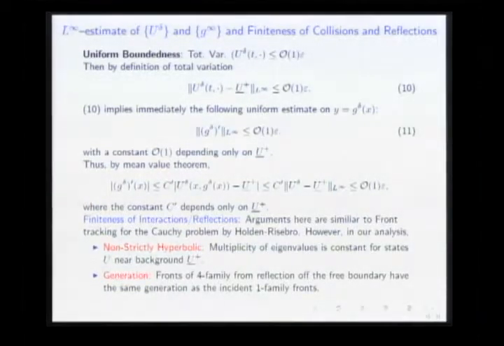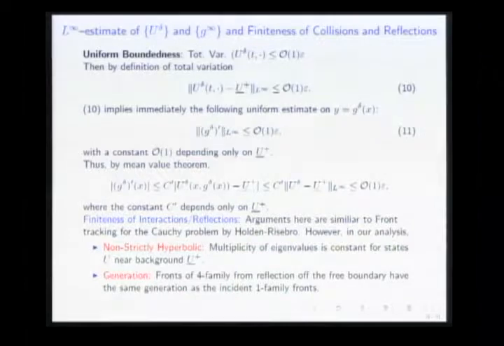So what we note for this non-strictly hyperbolic issue is that the multiplicity of the eigenvalues is constant for states nearby. So as long as we are near this background state, we won't have this issue of crossing of the eigenvalues. Also, by assigning the 4 waves that go back into the domain the same generation as 1 family waves, we are able to extend the arguments from Holden and Risebro's front tracking to our case to show that the number of interactions and reflections stay bounded for all times.